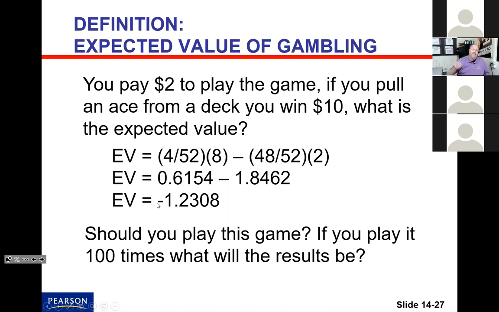Lose. If you played this over and over and over again, you're on average going to lose about $1.23 every time. So if you played this game 100 times, how much would you lose? $123.08. If you played this game 1,000 times, how much would you lose? $1,230.80. Now, does that mean you're going to lose that amount every time? No. It's all based on probability. This is just to give you a guideline.